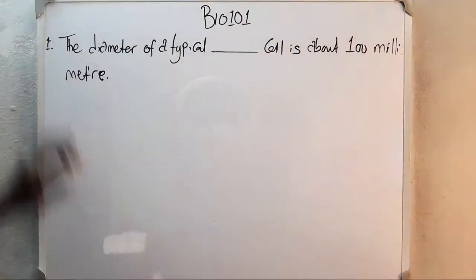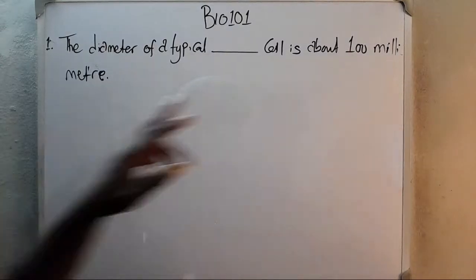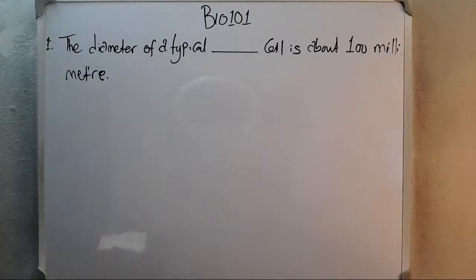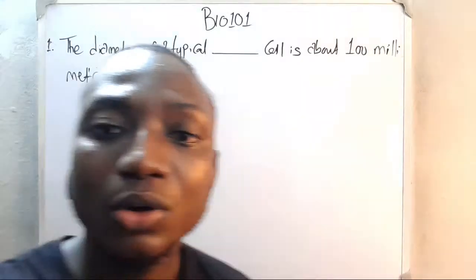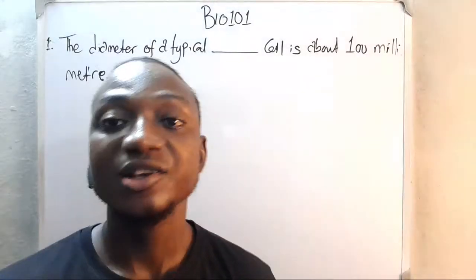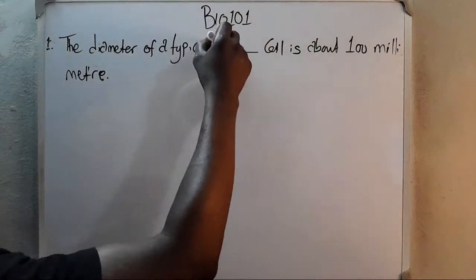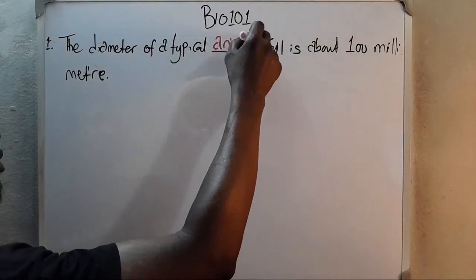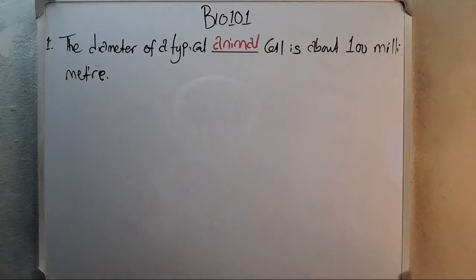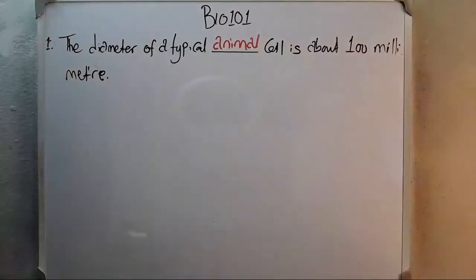The question says the diameter of a typical dash cell is about 100 millimeter. Yes, wonderful. Mr. Jackson said animal. Thank you very much. The diameter of a typical animal cell is about... Mr. Jacob said bacteria. Thank you for the contribution. At least you made an attempt.